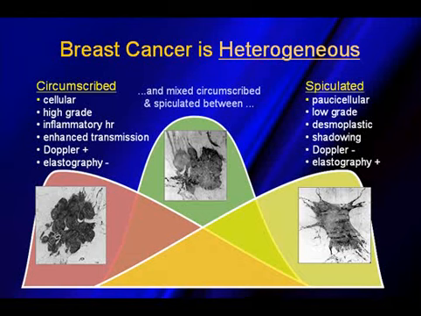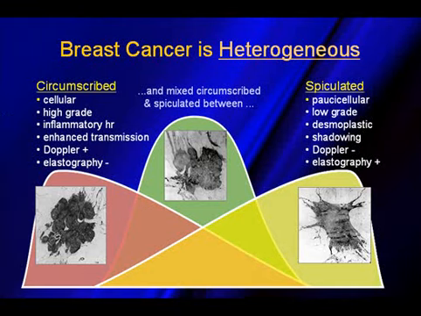If we look at this chart, you can see the heterogeneity of breast cancer. We've got one end of the spectrum where we'll have lesions that are very well circumscribed. On those, we'll see lesions that are extremely cellular. You may have high-grade lesions, ones with an inflammatory reaction, enhanced through transmission. These are ones that are positive on color Doppler.